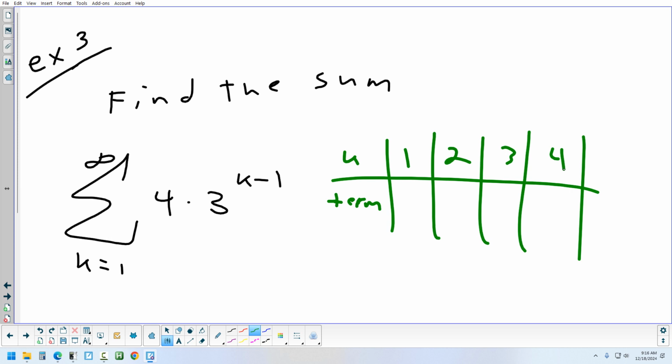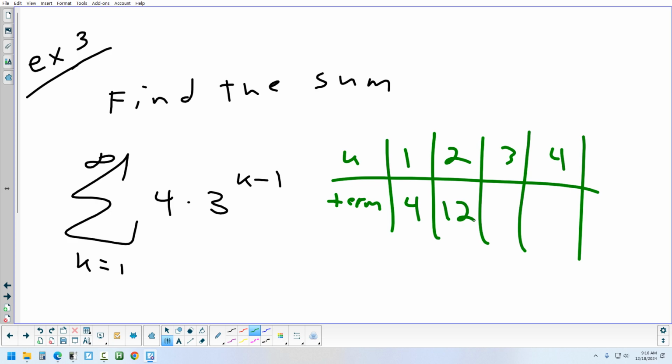What's 3 to the 0? And 1 times 4? 4. Okay, so there's your first term. Second term, we're going to plug in 2. What's 2 minus 1? 1. 3 to the first power? 3. And what's 3 times 4? 12.